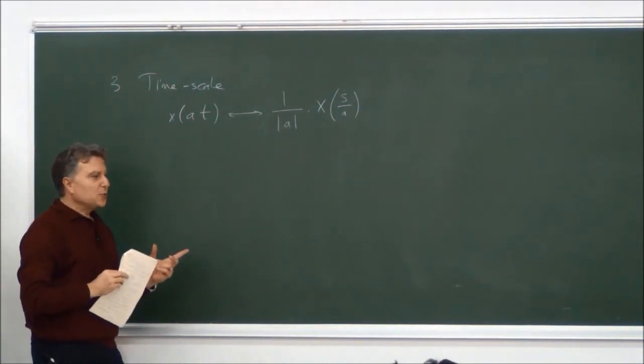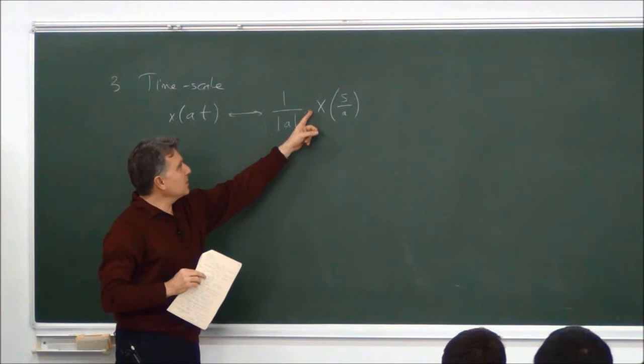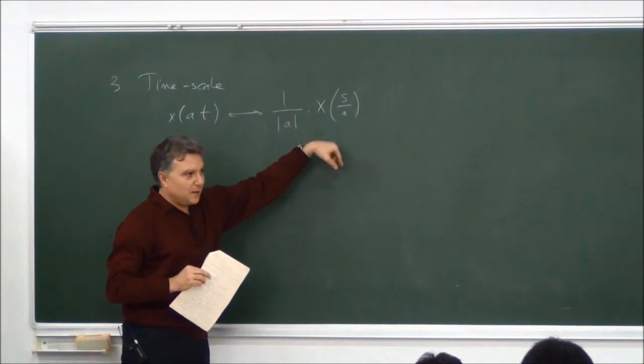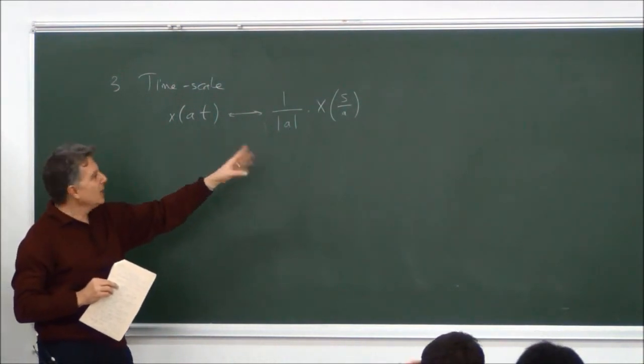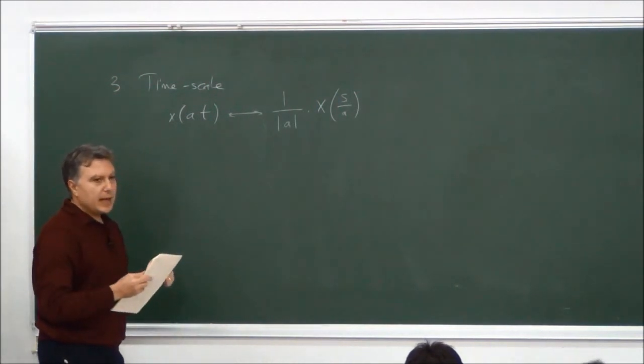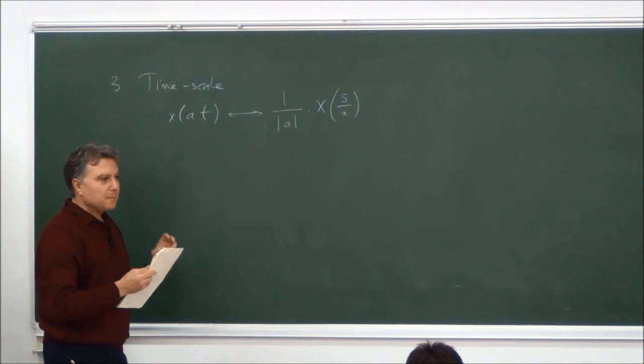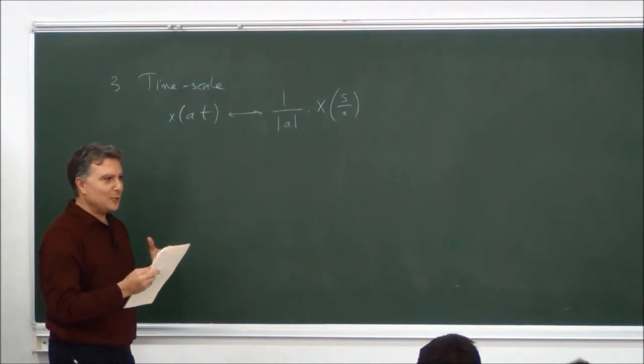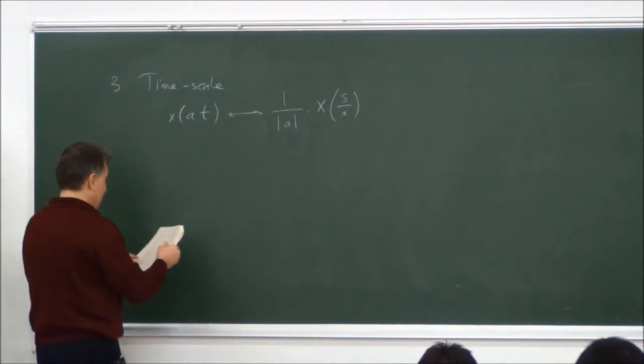What was it in the Fourier domain? It was 1 over magnitude a times capital X of j omega over a. The Fourier transform was that. So it's the same thing that we have here, but when you divide S by A, the poles and the zeros are also divided by A. What I mean is this.